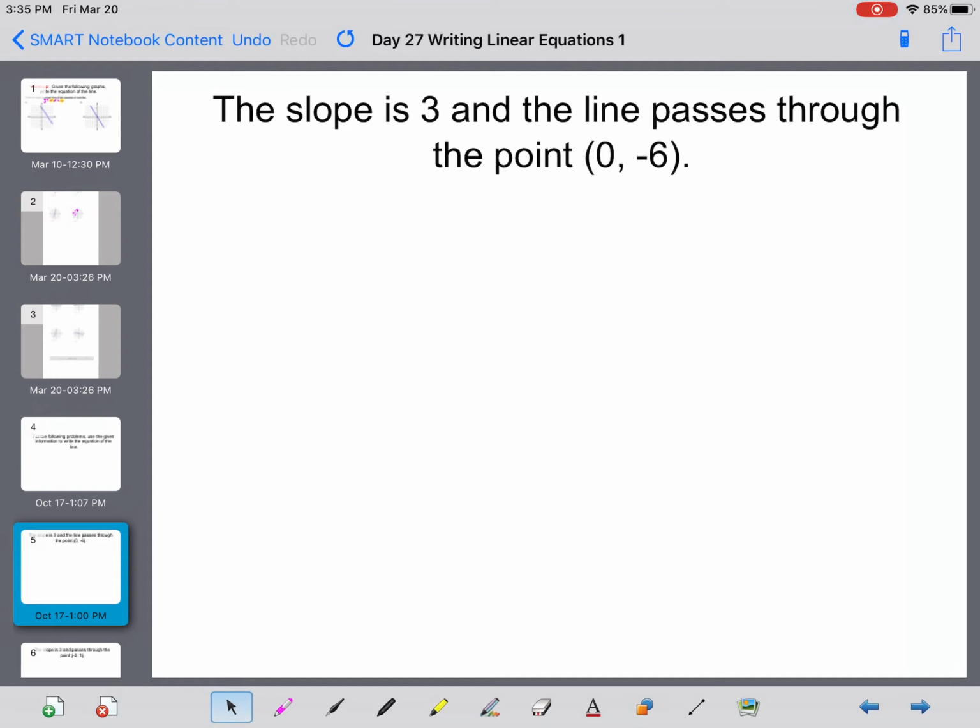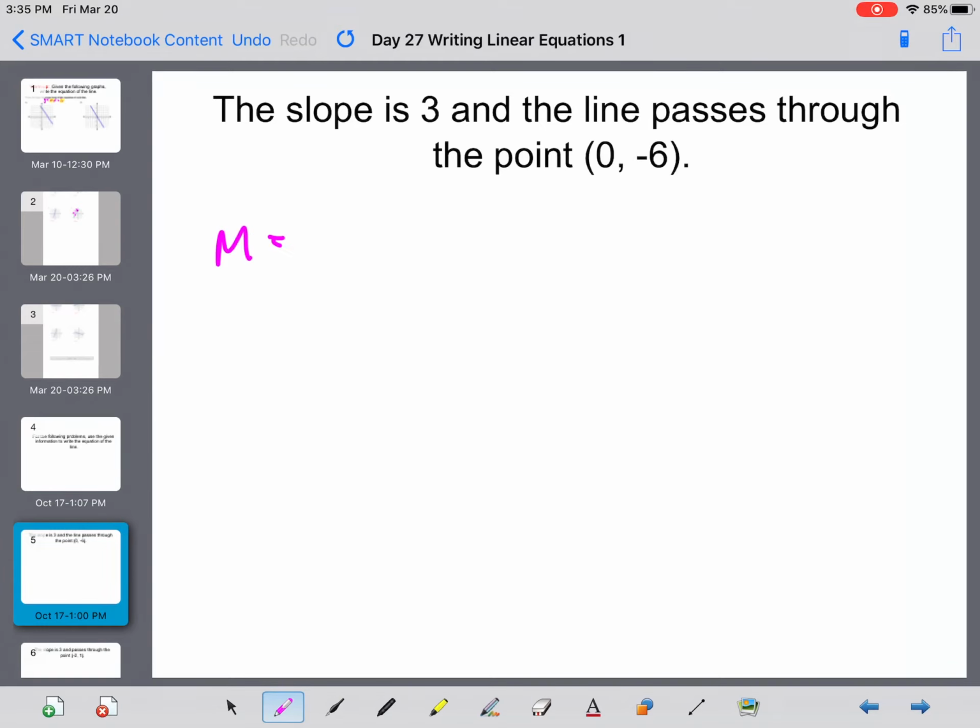So for this first one, I'm going to tell you that the slope is 3 and that the line passes through the point (0, -6). You may want to print out extra graph paper here and actually plot this information and really get a good visualization of what's happening. So you can go ahead and do that, and then pause the video and join us when you have that pretty picture.